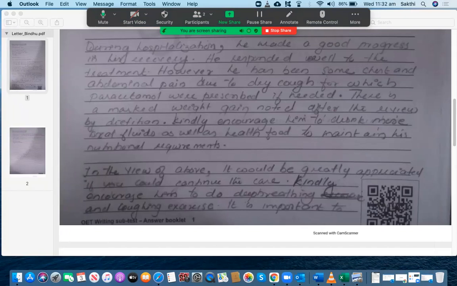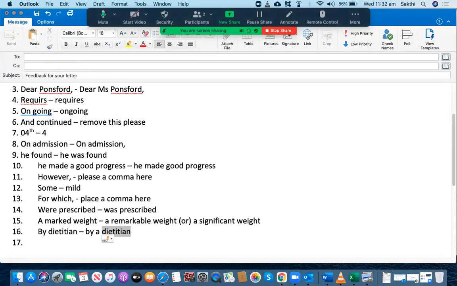Kindly encourage him to... What is this? Can you read it for me? Drink more oral fluids as well as health food to maintain his nutritional requirements. Health food is wrong. You should have written healthy food. That's one thing.